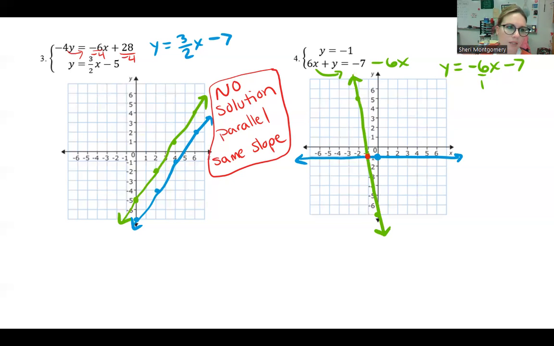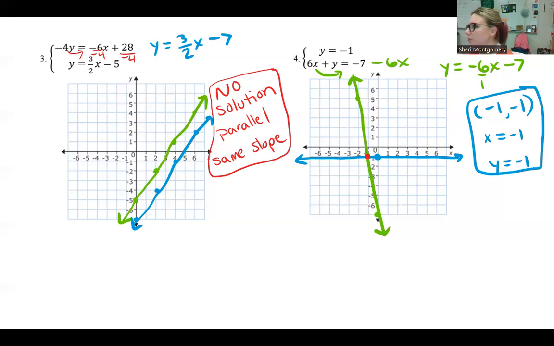That's where I cross. So I'm going to say where I cross at, what's that point? -1, -1. So I'm also going to write down x is equal to -1, y is equal to -1. I want you to be very familiar with all 3 ways to write it, or all parts of the solution.